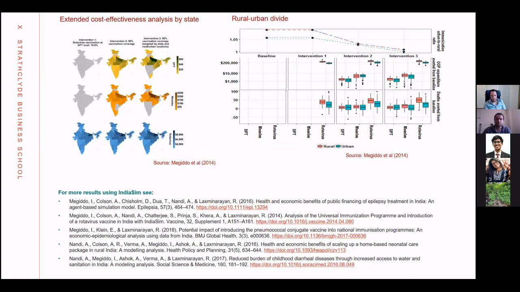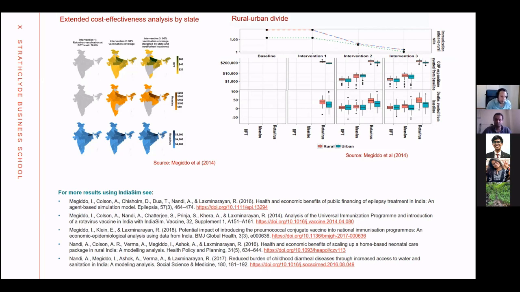These are just a couple of pictures from IndiaSim, but I'm going to point you to a list of articles below here to get an idea of more outputs. IndiaSim was part of the DCP project, and we were interested in conducting extended cost-effectiveness analyses, which look at both the impact of interventions on disease burden as well as on financial risk protection. So protecting individuals from going into poverty, for example, because of having significant health events.